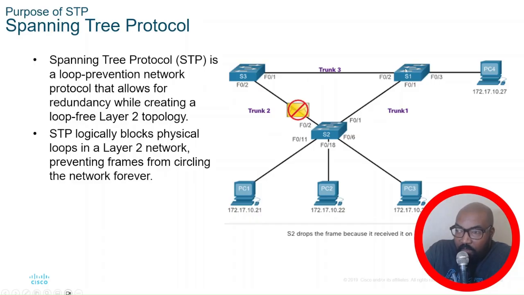So we have all these switches, right? This is kind of what we've been talking about. We have all of these wonderful switches, and we want a loop-free topology, right? We want everything to move properly like it needs to. So STP logically blocks physical loops in layer 2, preventing frames from circling forever. Okay. Very important: it doesn't physically pull anything out, it's logical. So everything is still connected, right? We want everything to still be connected. So it just logically blocks it.